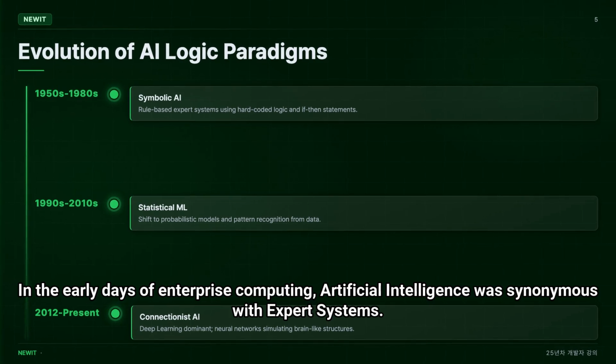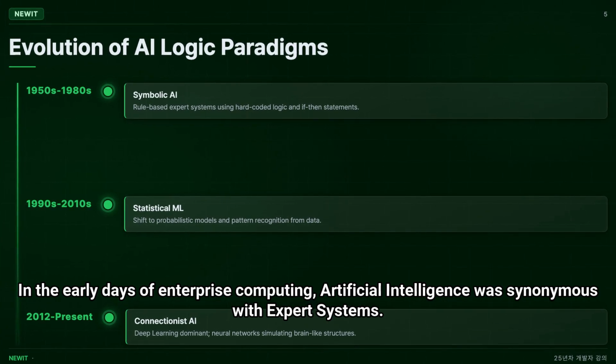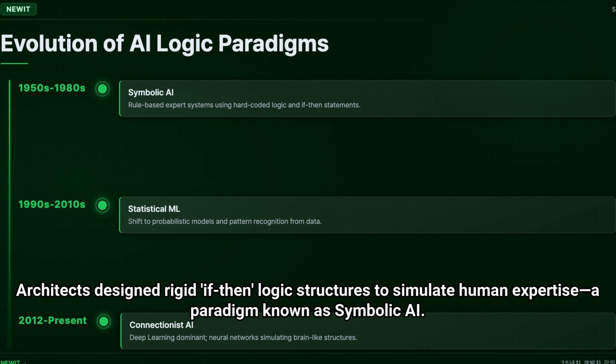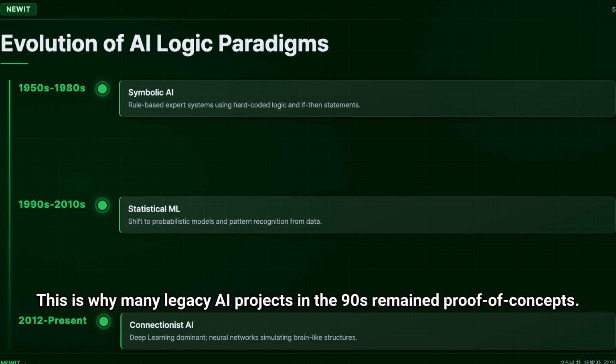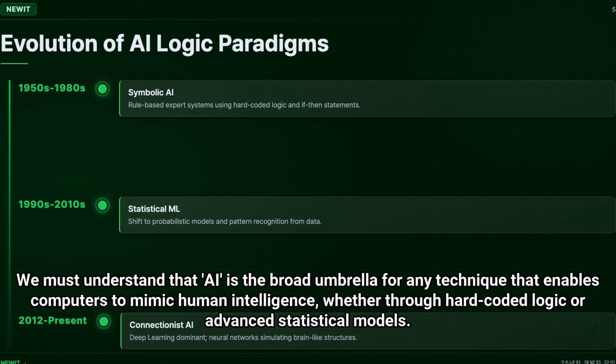In the early days of enterprise computing, artificial intelligence was synonymous with expert systems. Architects designed rigid if-then logic structures to simulate human expertise, a paradigm known as symbolic AI. From an information management perspective, this was highly deterministic but suffered from extreme brittleness. If a scenario wasn't pre-coded, the system failed. This is why many legacy AI projects in the 90s remained proofs of concept.